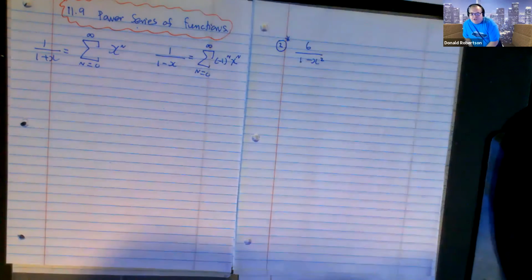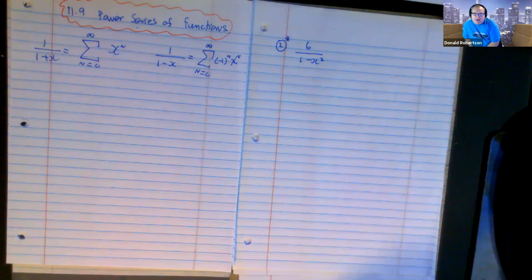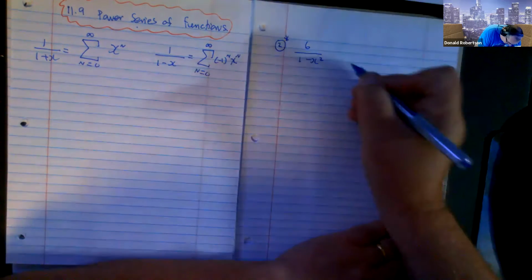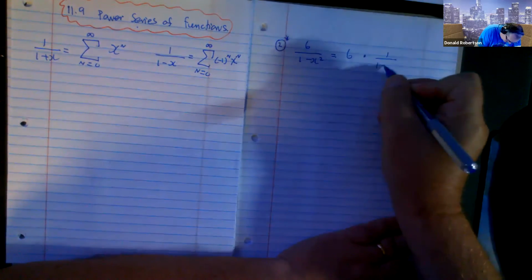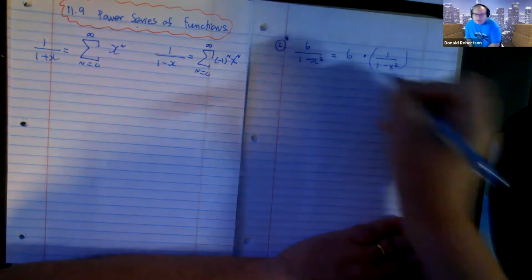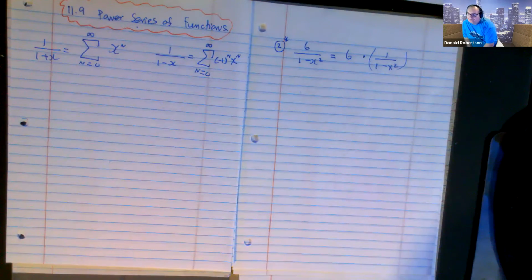So let's take this guy. I want to get a power series for him. And when I'm finished, it's going to be a power series using sigma. So the first thing I'm going to do is rewrite this guy like that. Are you happy about pulling out the 6?